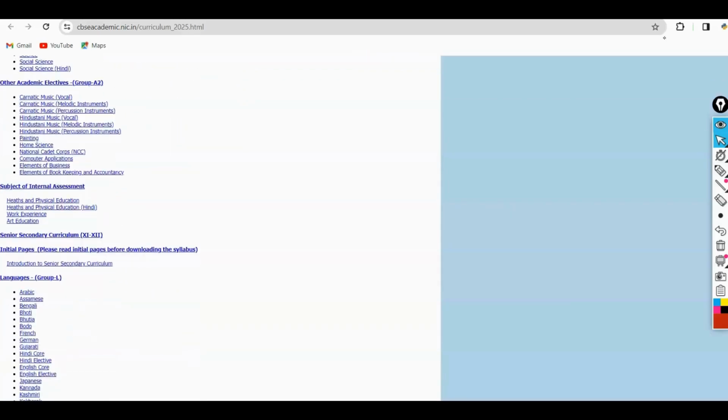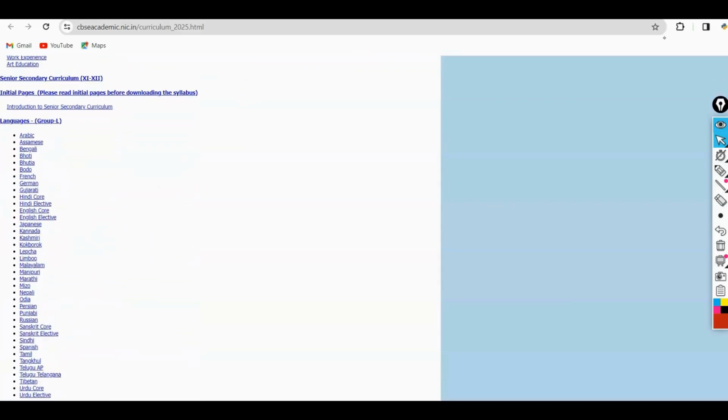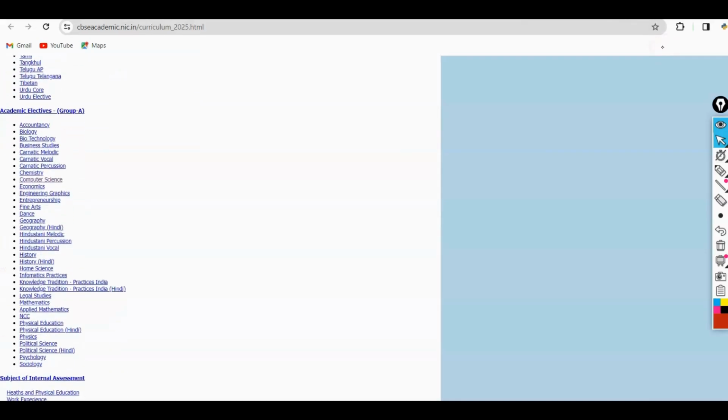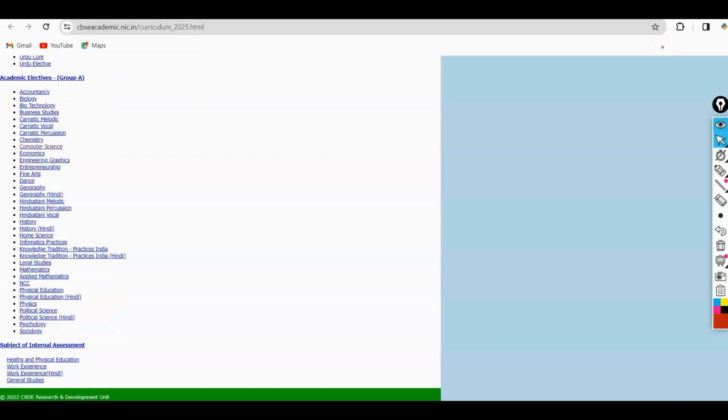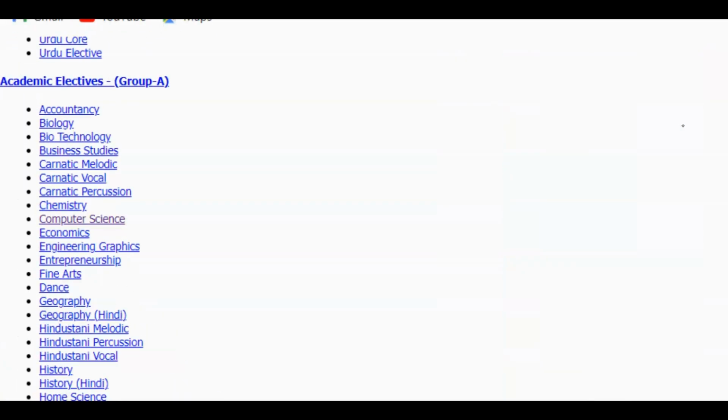Just move on to the next portions of this page, and now we can find senior secondary curriculum for 11th standard to 12th standard. Okay, you can find it here, senior secondary curriculum for class 11 to class 12. Under this you can find academic electives group A. Under group A you can find the computer science subject here.